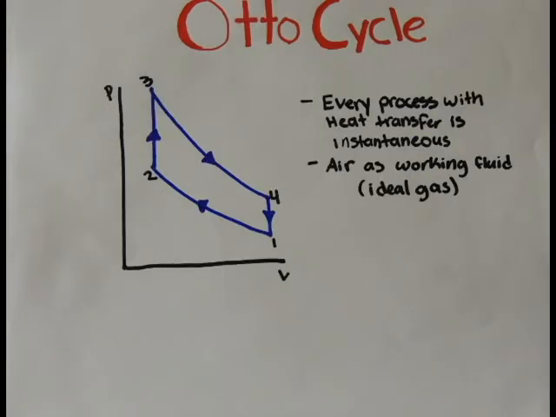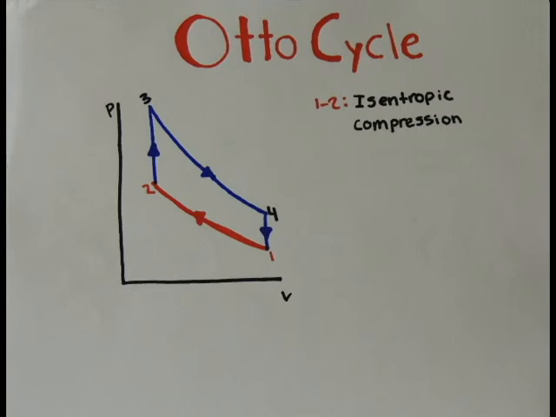Basic assumptions that the Otto cycle makes to make analysis easier are that heat is transferred across the system boundary instantaneously, and that air is the working fluid and can be modeled as an ideal gas. The ratio of gas to air is so low that we do not need to consider the mass of the gas to the system in the combustion stage. Each process in the Otto cycle also has its own assumptions.